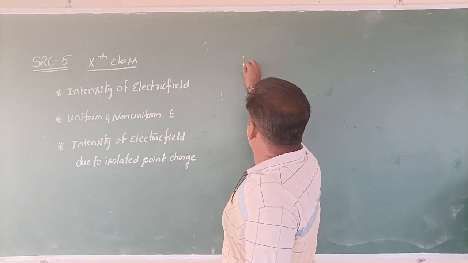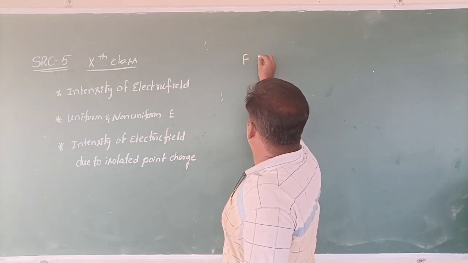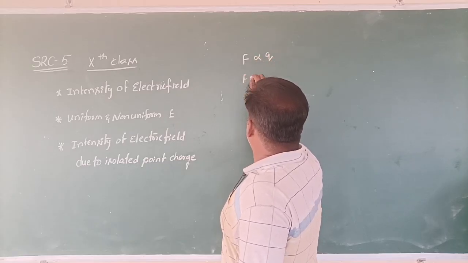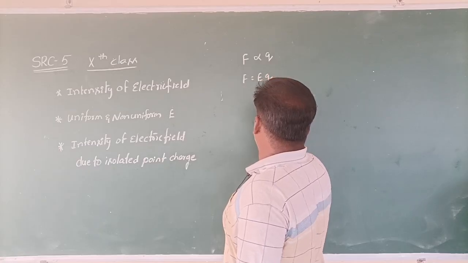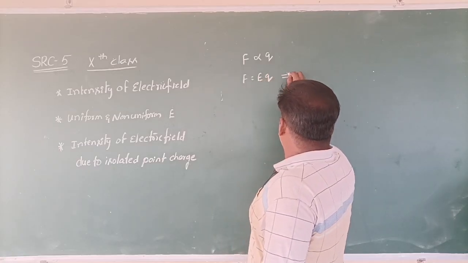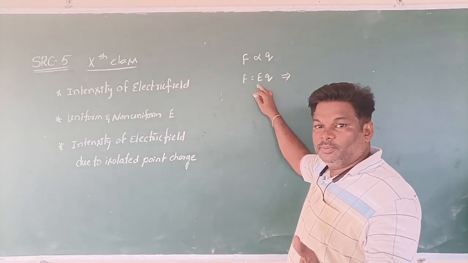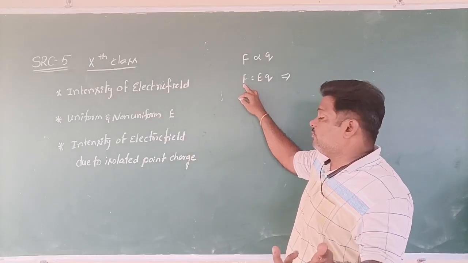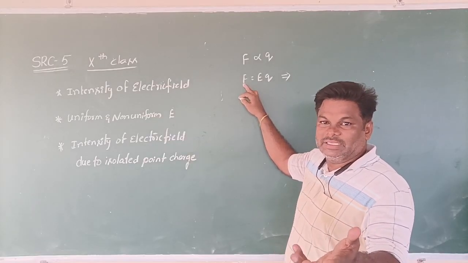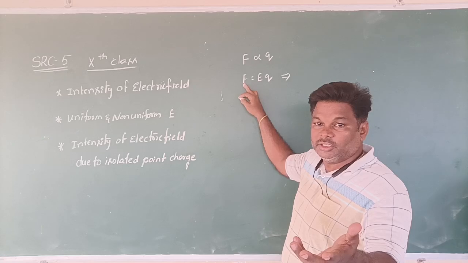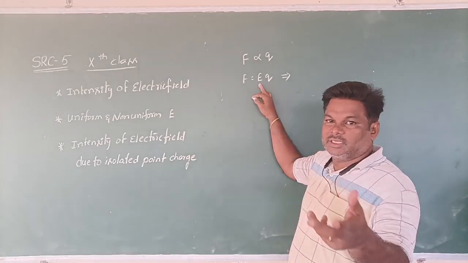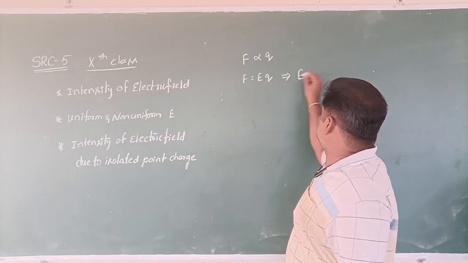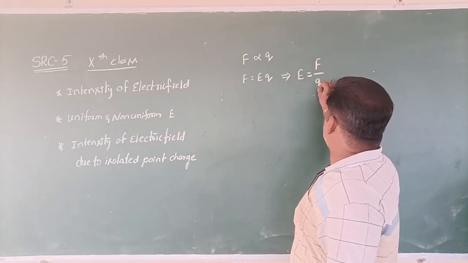Intensity of electric field: F is directly proportional to Q, and F is equal to EQ, as we know from yesterday's class. Now we are going to change the subject of the formula. Here F is the subject of the formula. Now I am going to change it so that E is the subject. That's why I will write first E is equal to F by Q.